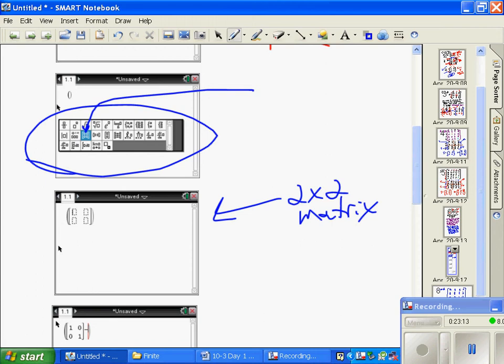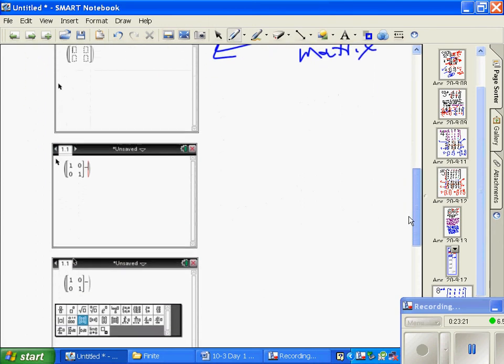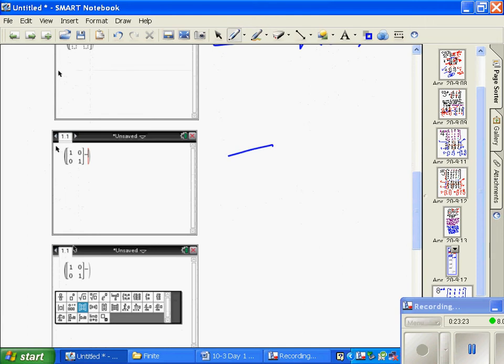Now, in that 2 by 2 matrix, you want to put your identity, so 1, 0, 0, 1. Again, you might have to pause this because I might be talking too fast. Again, my pen is not working real well. Identity matrix right there.